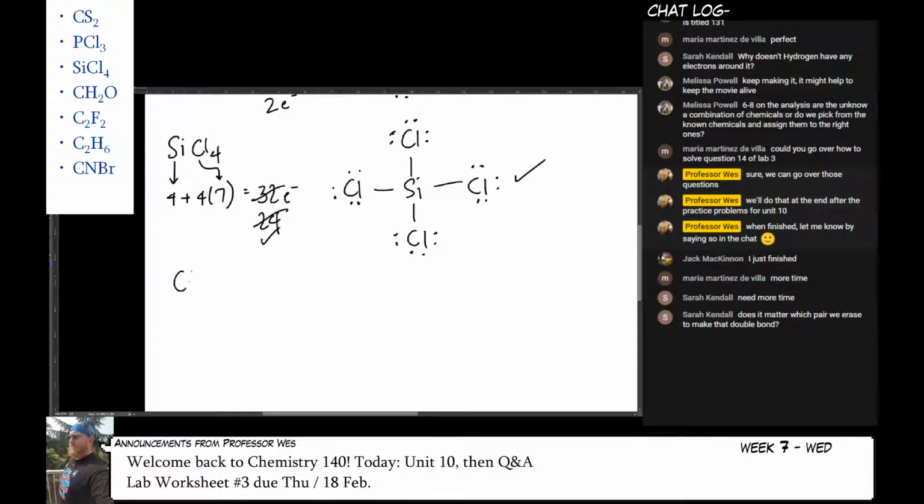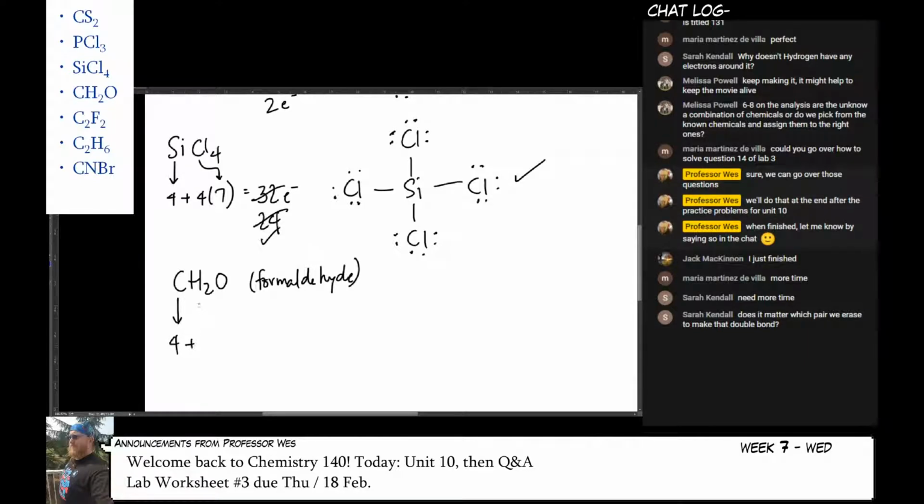Next, we have CH2O. This is actually called formaldehyde, just in case you were curious. I'm sure that formaldehyde is a chemical that most of us have heard of. It's used in preserving corpses in a mortuary or a morgue. It's also used to clean surgical equipment because it's a very good disinfectant.